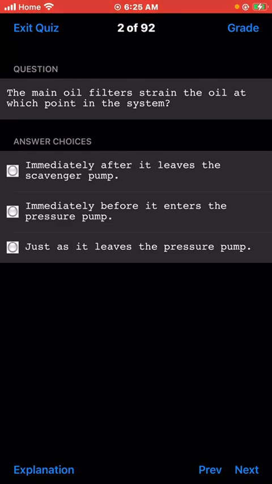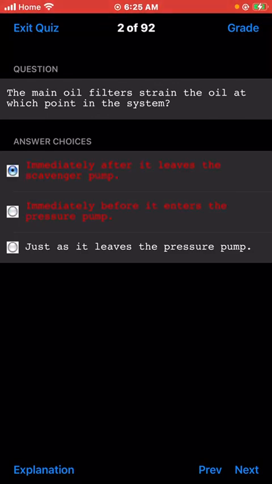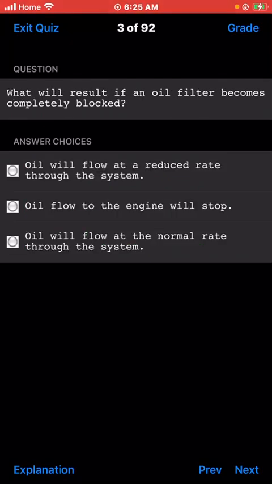The main oil filter strains the oil at which point in the system? Just as it leaves the pressure pump.